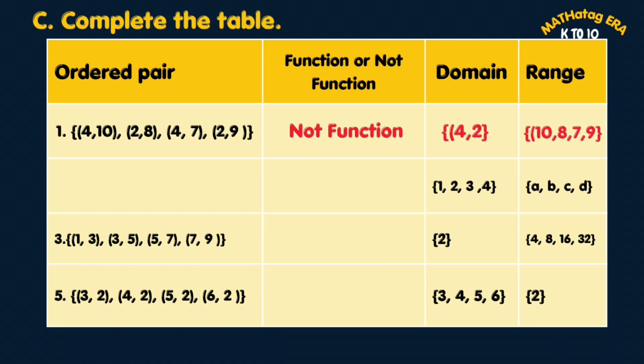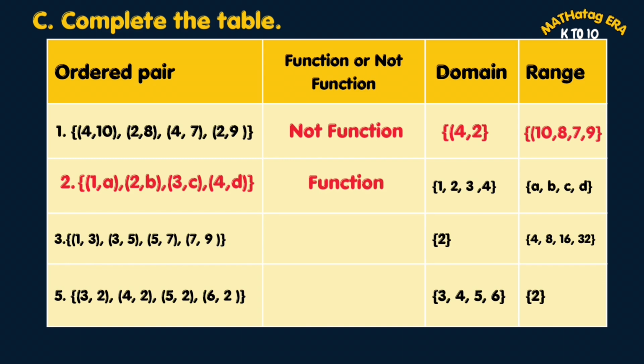Item number 2. The domain is already given. 1, 2, 3, and 4. The range is A, B, C, and D. So, we are going to complete the ordered pairs. One possible answer is (1, A), (2, B), (3, C), and (4, D). Is it a function? Yes. Each input is matched with only one output. Therefore, this relation is a function.